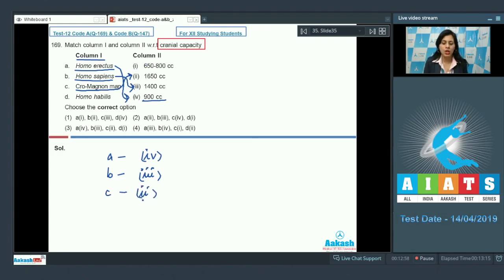The last option in column 1 is Homo habilis, and their cranial capacity was suggested to be 650 to 800 cc. So D in column 1 goes with first option in column 2. So the correct answer to this question is option number 3, A with 4, B with 3, C with 2 and D with 1. The correct answer is option number 3. Let's discuss our next question.